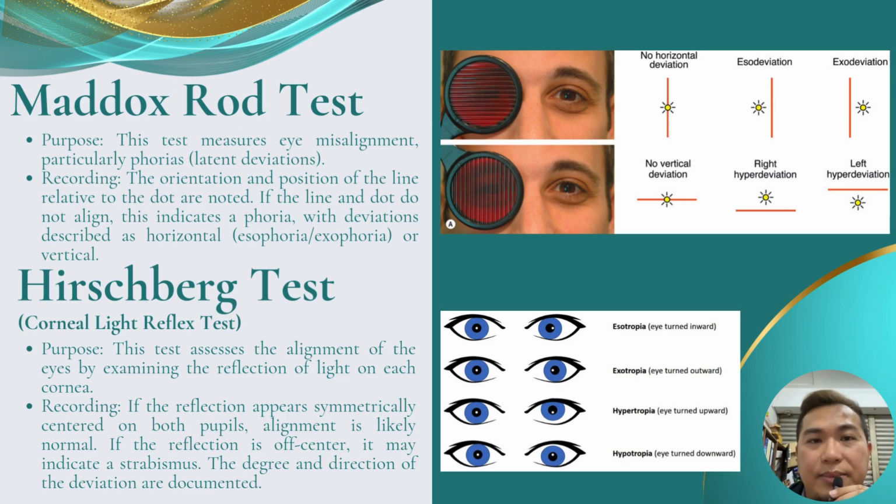On the other hand, the Hirschberg test assesses eye alignment by examining the corneal light reflex, that's the reflection of light on each cornea. This test helps us quickly identify conditions like strabismus, where one or both eyes may be misaligned.